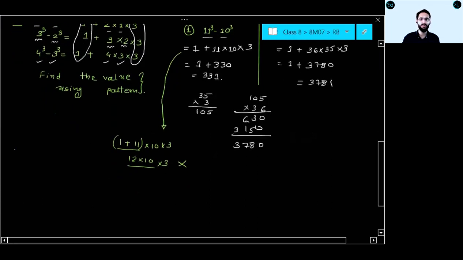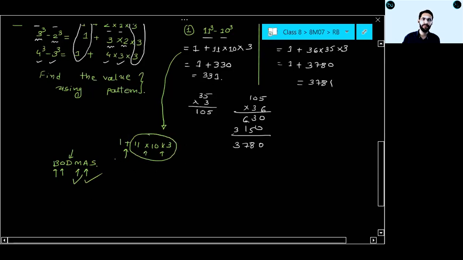Tell me, do you remember your BODMAS rule? Yes or no? Now who will tell me the full form of BODMAS? Bracket, of, division, multiplication, addition, means first you should do multiplication, then addition. Here we have addition as well as multiplication. What should be done first? Multiplication should be done first, right? So that's why first you have to multiply, then you have to add.